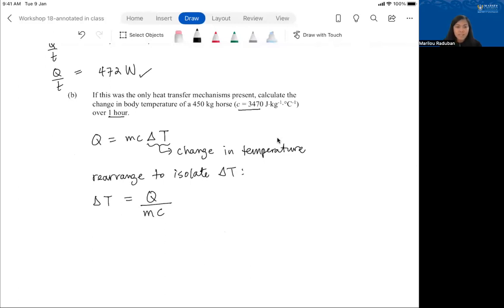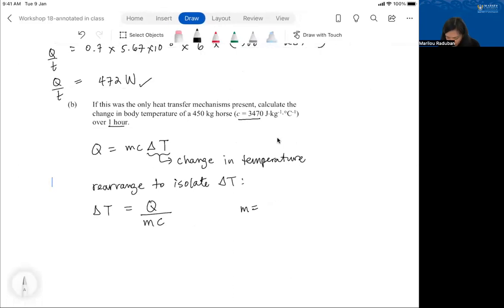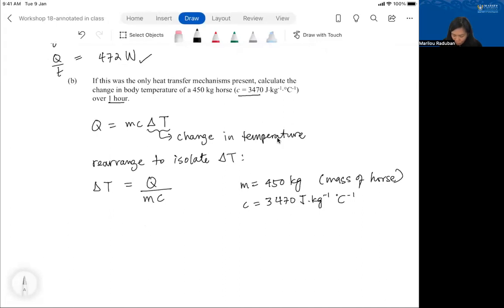Right, so what is M? That's the mass of the object whose temperature changes. So M is the mass of the horse, 450 kilogram. And C, that's the specific heat capacity of the object whose temperature changes, which is the horse. And it's given as 3,470 joules per kilogram per degree Celsius. Okay. So in essence, to solve delta T, we already have the mass and the specific heat C. We're given that. We then need to figure out what is Q.